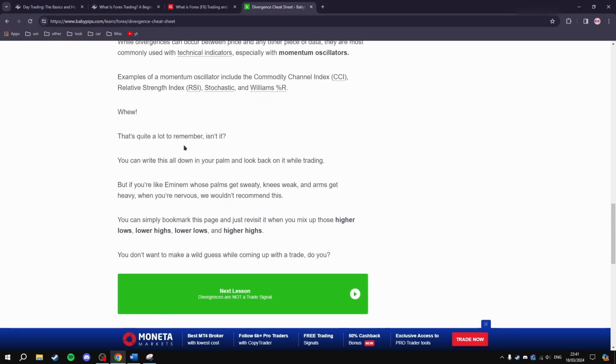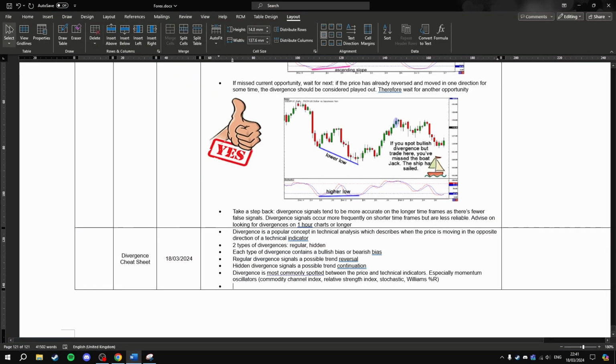Phew, that was quite a lot to remember, isn't it? You can write this all down in your palm and look back on it whilst trading. But if you're like Eminem, whose palms get sweaty, knees weak and arms get heavy when you're nervous, we wouldn't recommend this. You can simply bookmark this page and just revisit it when you mix up those higher lows, lower highs, lower lows and higher highs. You don't want to make a wild guess whilst coming up with a trade, do you? No, you do not.